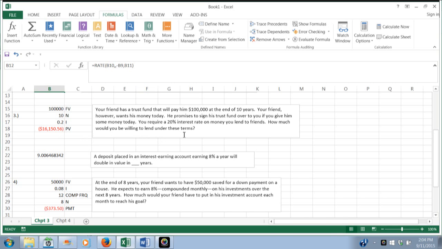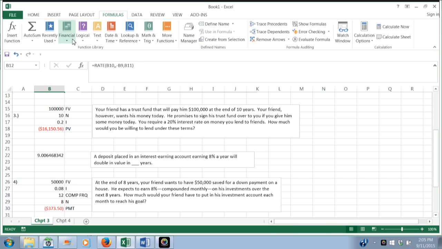How much would you be willing to lend under these terms? So what you're going to look at is this money is not going to come to you until 10 years from now. What is it worth today? And that's the beauty of present value. You want to know what $100,000 in the future is today.